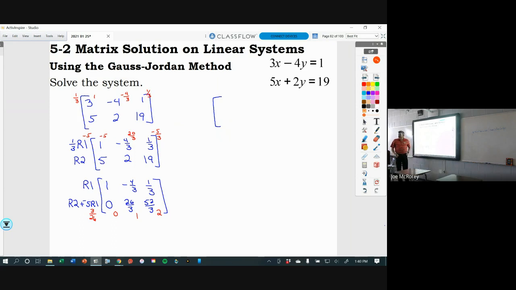I'm happy with my row 1, I'm leaving it alone. Row 1 is 1, negative 4/3, and 1/3. But I just changed row 2, didn't I? I took this row 2 and I multiplied it by 3/26. And that gave me 0, 1, and 2.